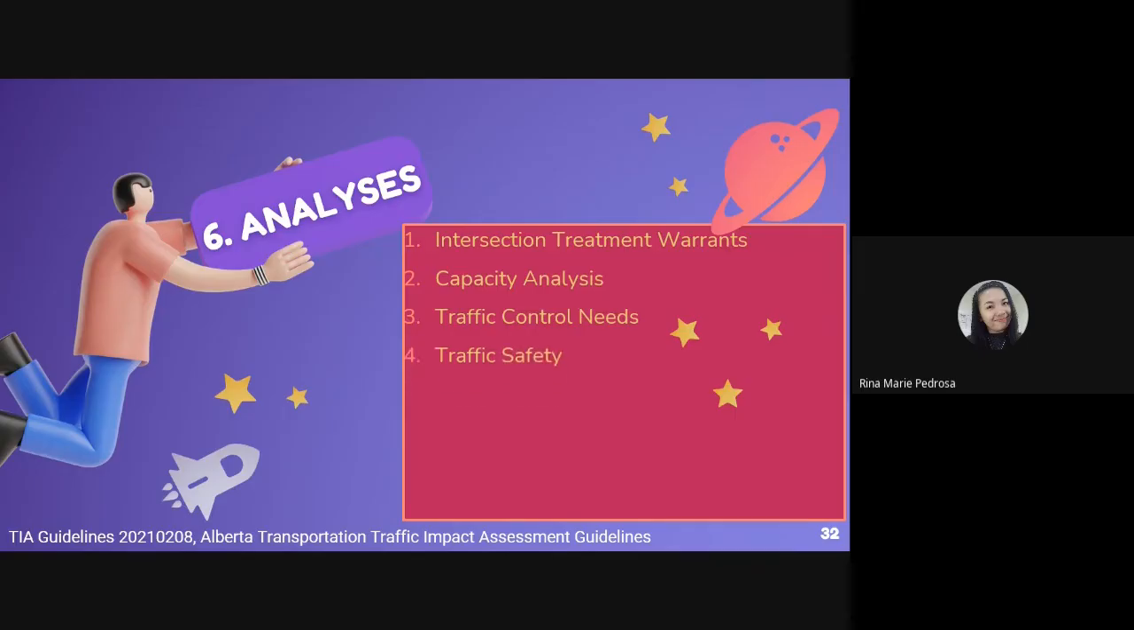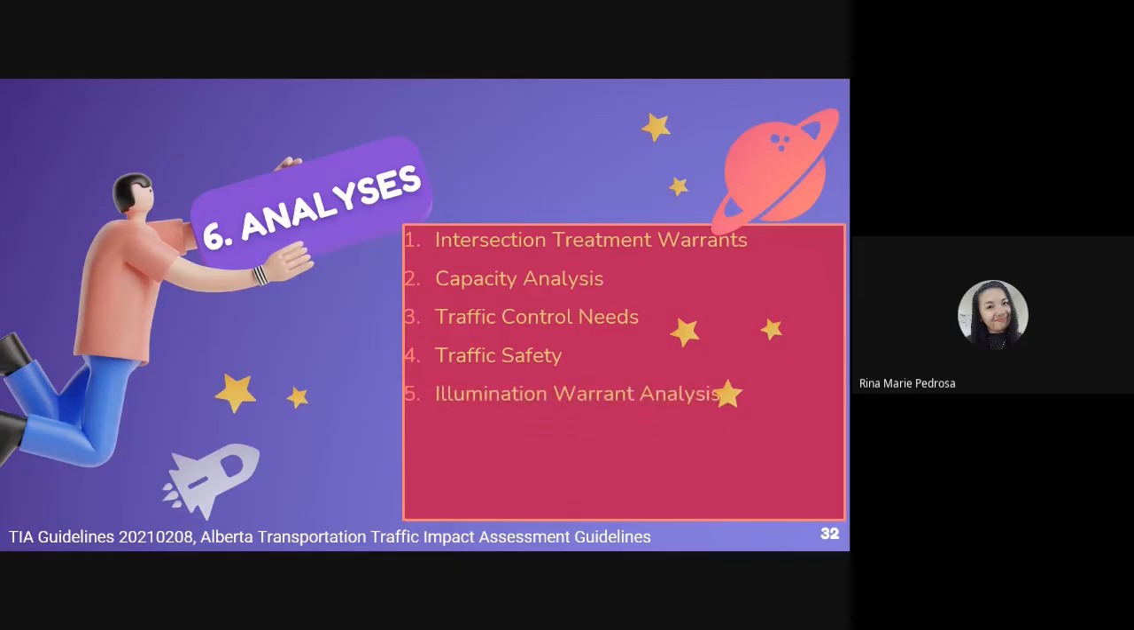Number four will be the traffic safety. So safety of all road users, including vulnerable road users where applicable, must be taken into consideration during the preparation of the TIA. The report should identify and make recommendations regarding any geometric and operational issues that may impact safety, as well as any apparent collision issues. When there is significant concern over the development's effect on road safety, a more detailed traffic safety analysis, such as a standalone in-service review, may be required. So that's for the traffic safety.